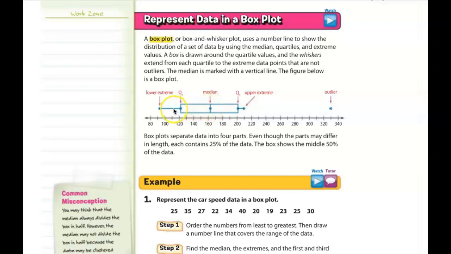Now, the whiskers are made by a line drawn from the first quartile to the lower extreme, and from the third quartile to the upper extreme. However, if the upper extreme is an outlier, then the whiskers do not extend to that outlier.